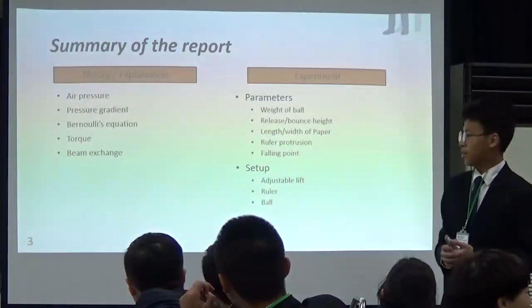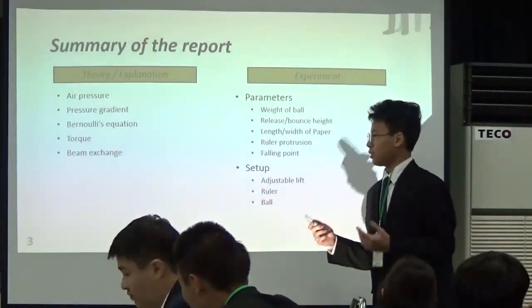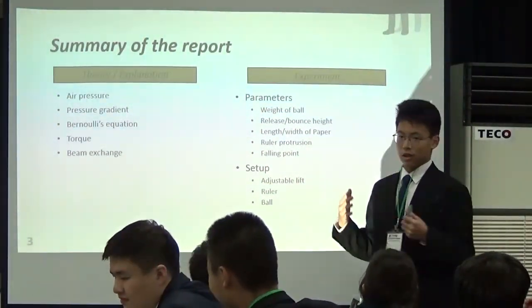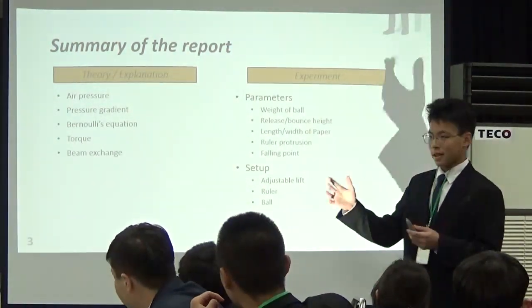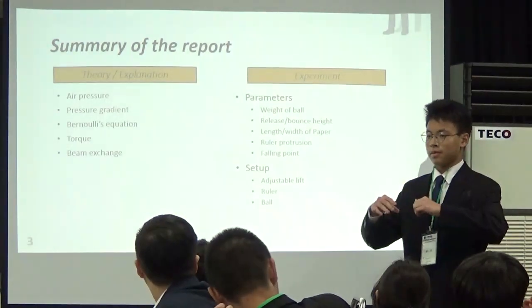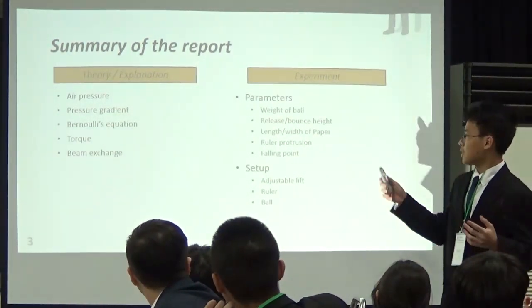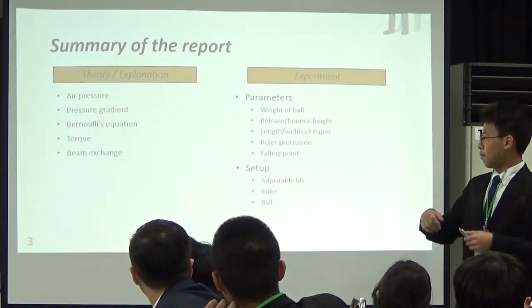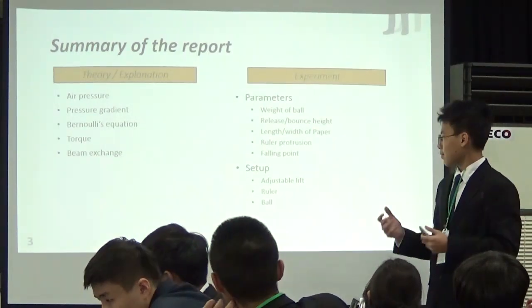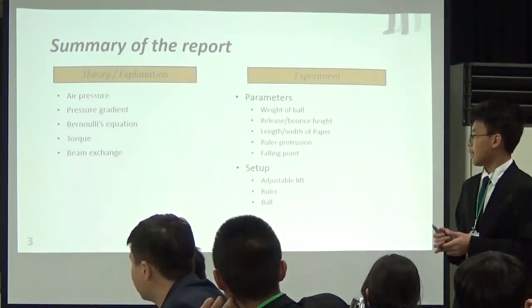So here's a summary of the report. The reporter talked about using air pressure and Bernoulli's equation to find the air pressure, then using the pressure gradient, and beam exchange to talk about the ruler's deformation. In her experiment, she uses different parameters such as the weight of the ball, the release and bounce height, the length and width of the paper, the ruler protrusion, and the falling point.